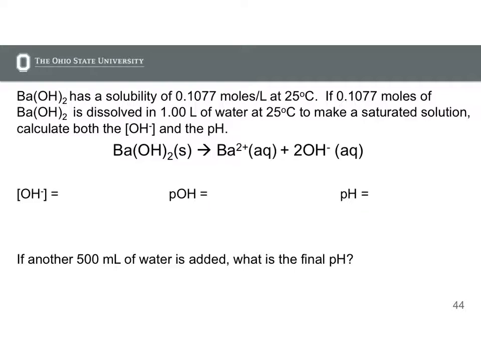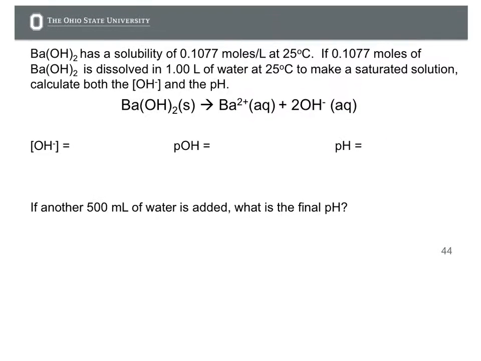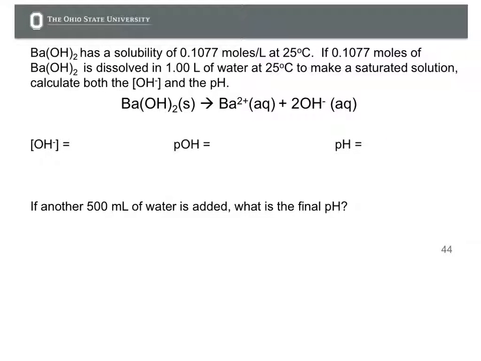So here's another problem. I'm going to have you work on this. We have barium hydroxide, which has a solubility of 0.1077 moles per liter at 25 Celsius. If we add that many moles of barium hydroxide and dissolve it in 1 liter of water, so it completely dissolves, we make a saturated solution. Let's calculate the pH and the OH minus concentration for that solution. Okay?